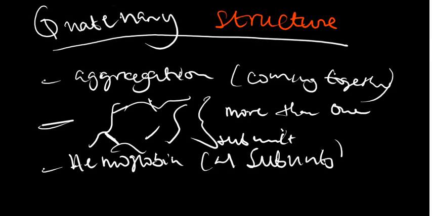While myoglobin, we know that it only has 1 subunit. So this hemoglobin is able to transport oxygen to all parts of the body. Hemoglobin has beta chains and it also has alpha chains, so it's able to transport oxygen to all parts of the body.